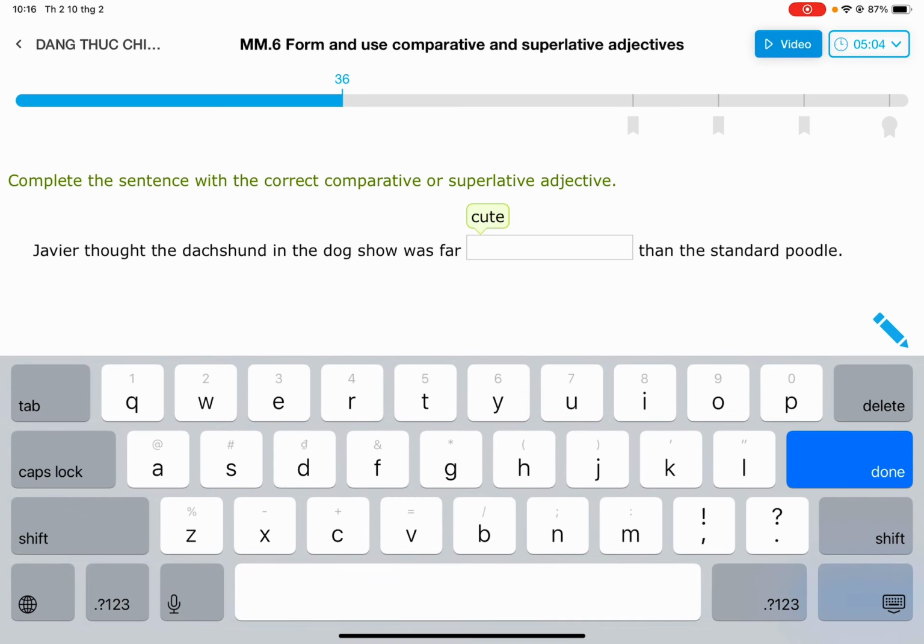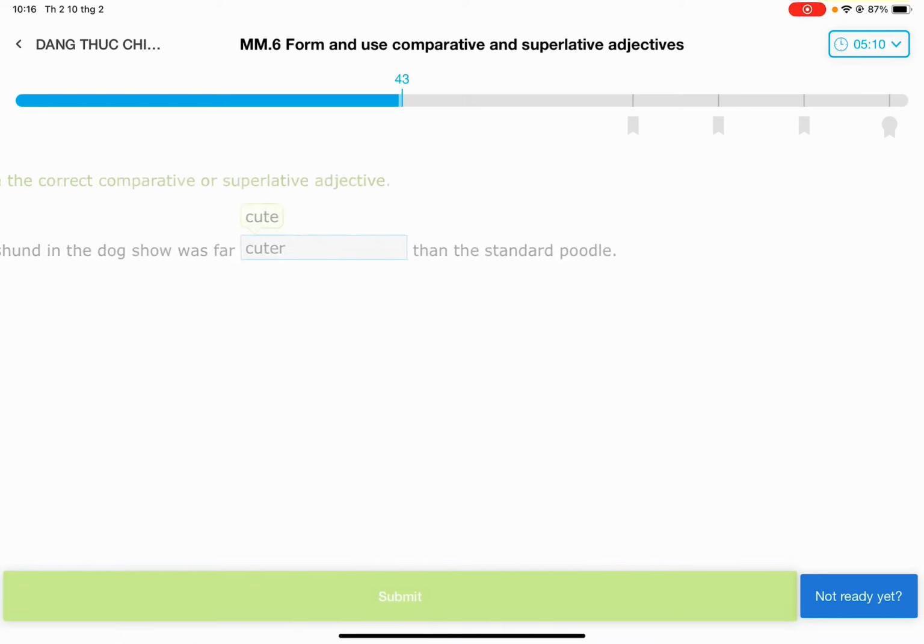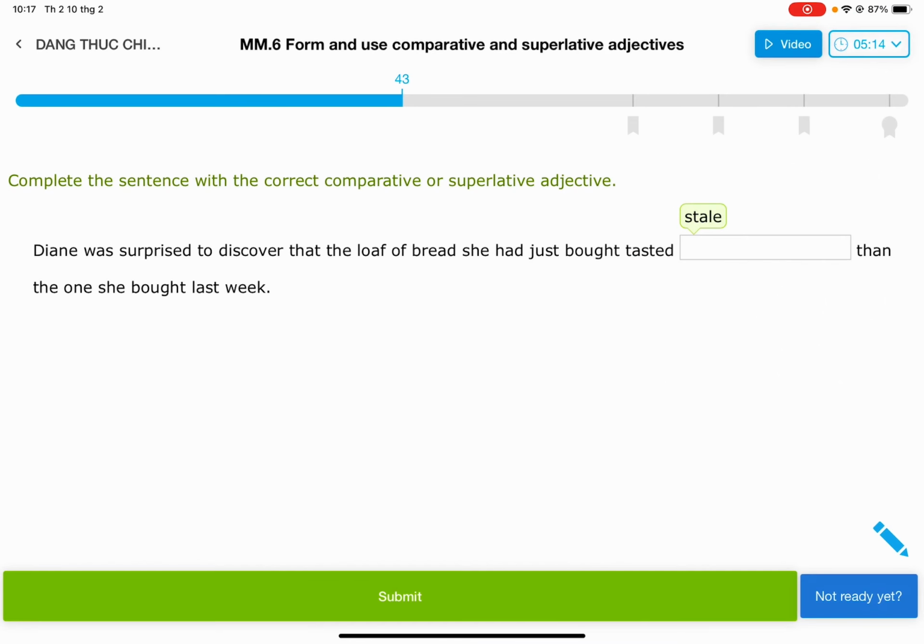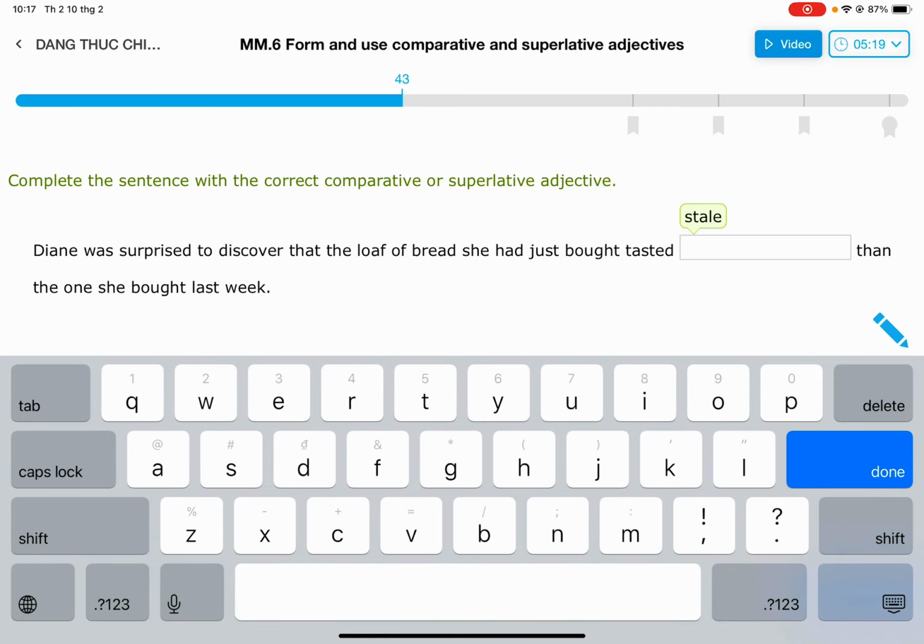Javier thought the dachshunds in the dog show were far cuter. Only one syllable, so add er. Drop the e and add er. Diana was surprised to discover that the loaf of bread she had just bought tasted staler. Only one syllable, so we add er.